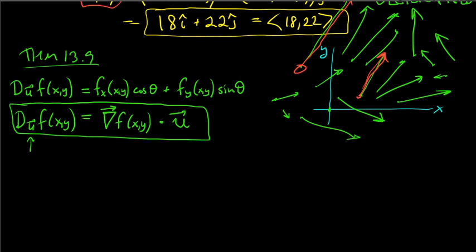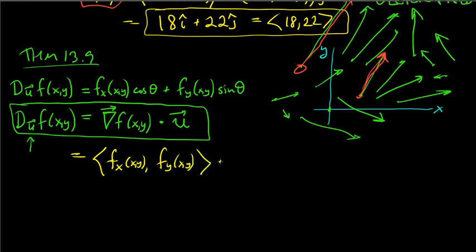Okay. So this is yet another way to calculate the directional derivative. And just to make sure that this makes sense, let's untangle this. What is the gradient of f? It's a vector whose components are fx and fy, the two partial derivatives.